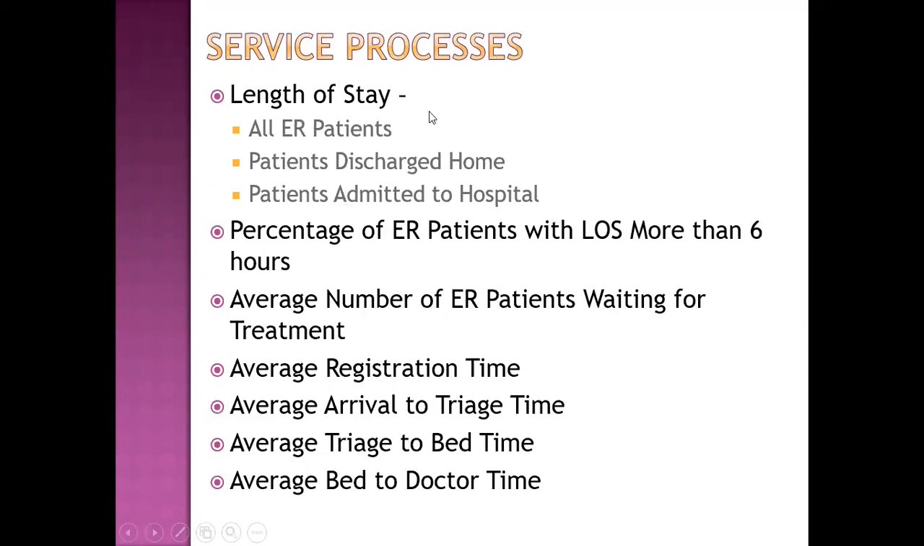Other service process indicators include length of stay of all ER patients, length of stay of patients discharged home, length of stay of patients admitted to hospital, and percentage of emergency room patients with length of stay more than 6 hours. And then others are average number of emergency room patients waiting for treatment, average registration time, average arrival to triage time, average triage to bed time, average bed to doctor time. So these are certain time intervals.